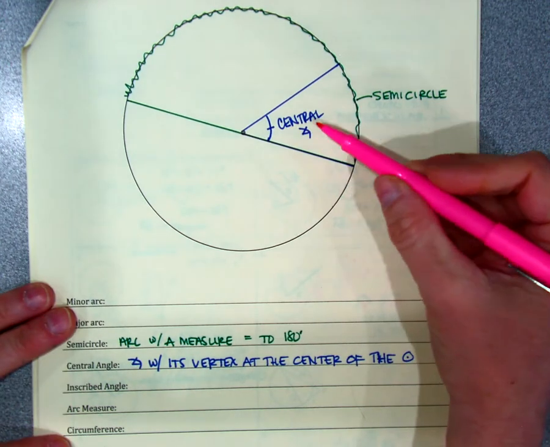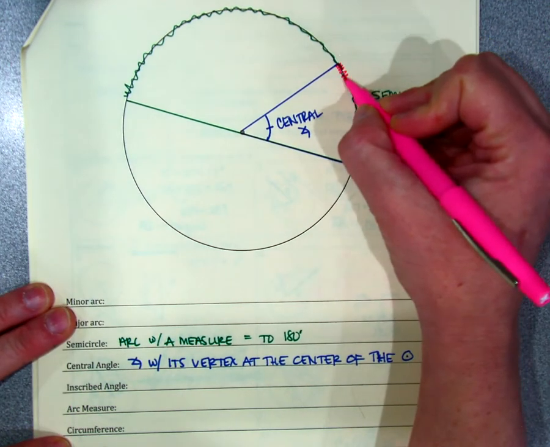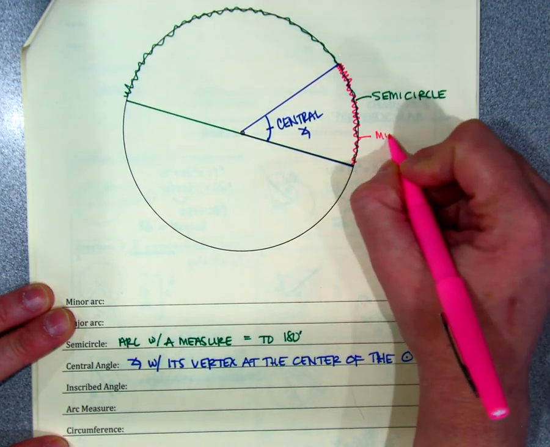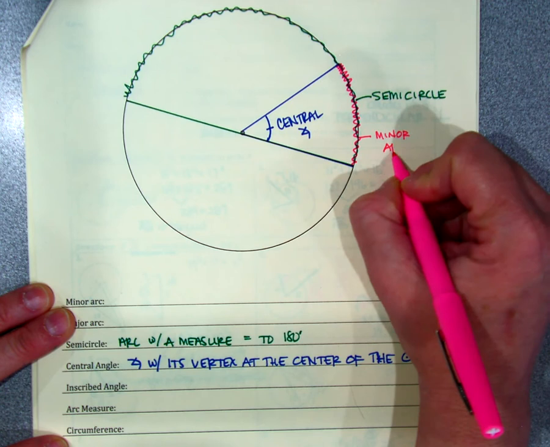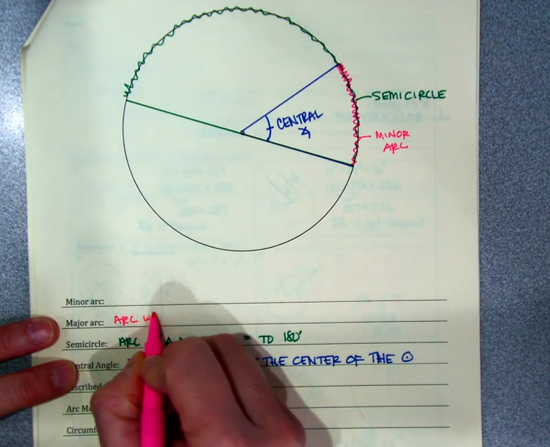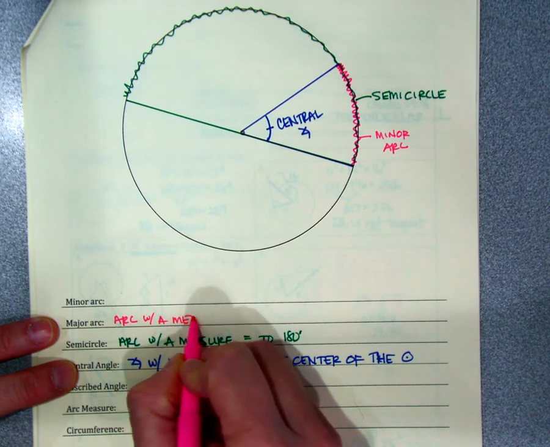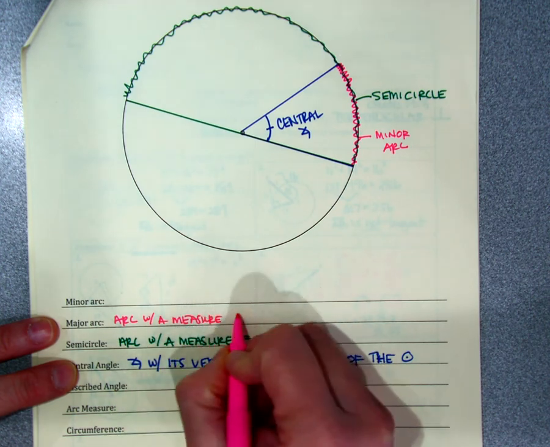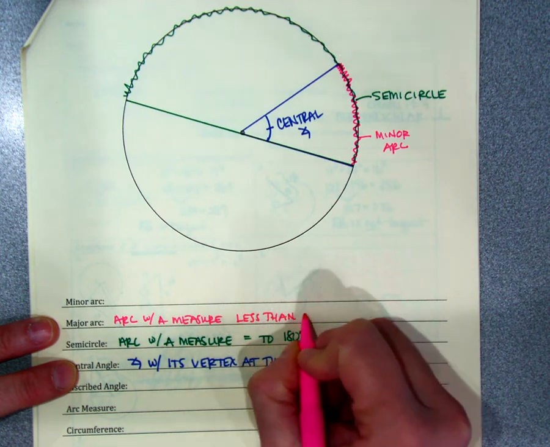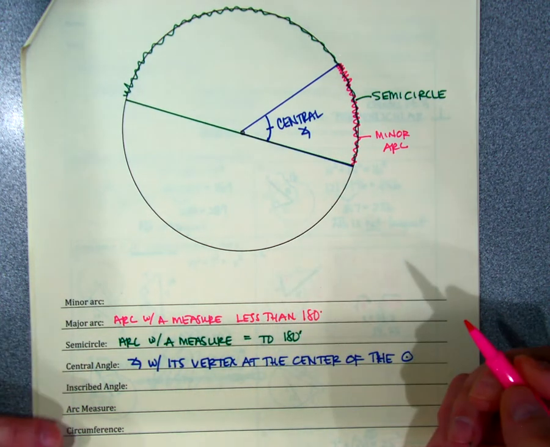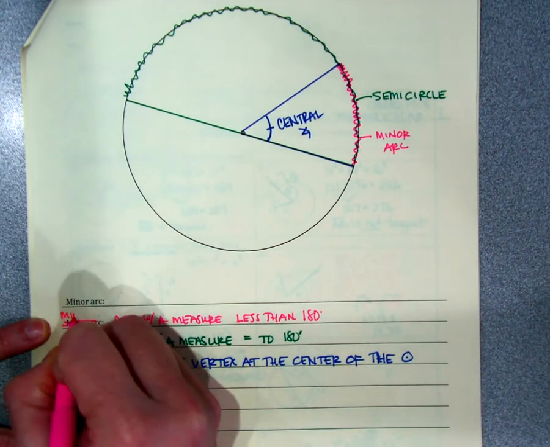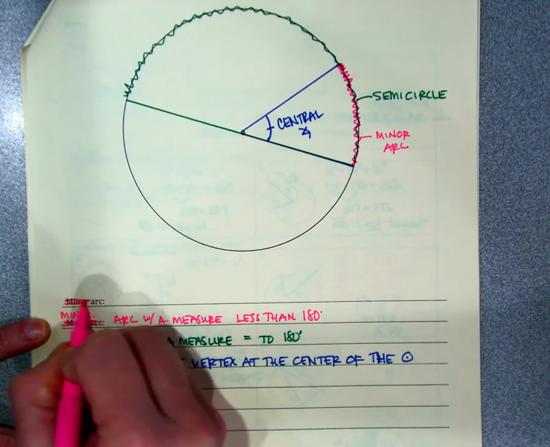If we go back to this central angle, this arc is called a minor arc. So a minor arc is an arc with a measure less than 180 degrees. This is minor. This one's going to have to be major then.